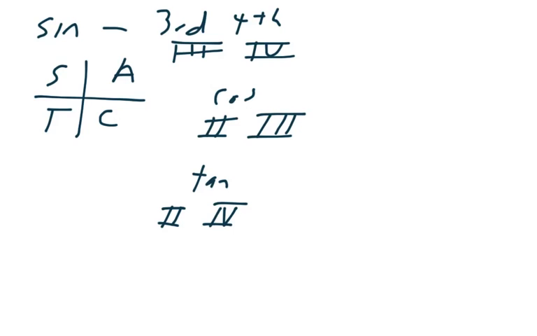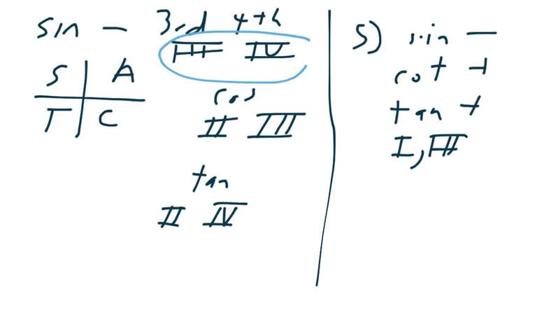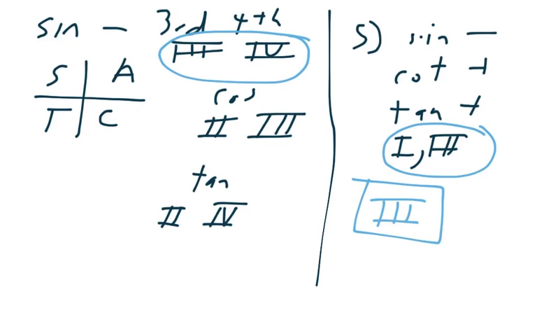For problem number 5, they're asking a problem where the sine is negative and the cotangent is positive, but I don't know much about the cotangent, so I'm going to say the tangent is positive because the reciprocal is positive. So the tangent is positive in quadrant number 1 and quadrant number 3, and we just saw that the sine was negative in quadrant number 3 and quadrant number 4. So the only thing that works with both of those blue circles is quadrant number 3.